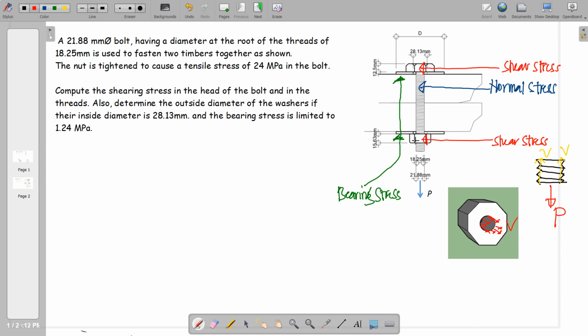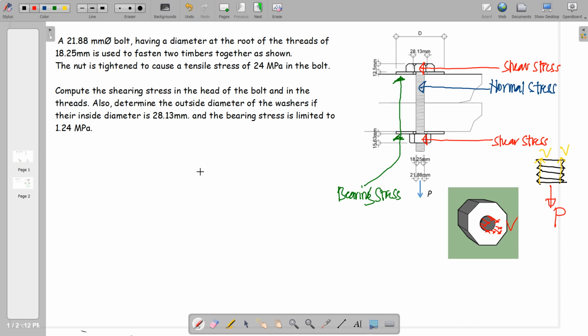How about the bearing stress? So recall that bearing stress is a contact stress, or actually a contact pressure between two surfaces, wherein this washer is actually in contact with the timber and the head of the bolt, and this lower washer here is in contact with the timber and the nut as well. So therefore we have the bearing stress.